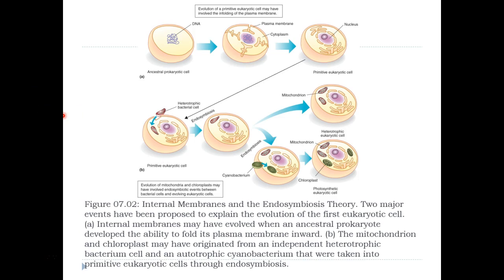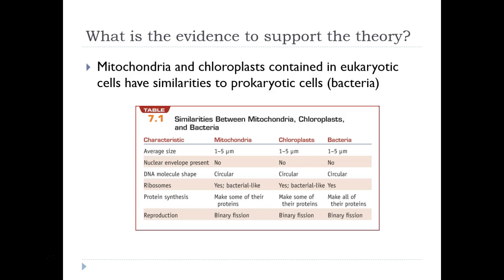The reason that this endosymbiotic theory is so accepted in the scientific community is that the evidence is thought to be the mitochondria and chloroplasts. Mitochondria and chloroplasts we know now as structures found in a eukaryotic cell, but they have a lot in common with bacteria. And so if you look at the chart here, you can see that as far as average size goes, mitochondria and chloroplasts are about the same size as a bacteria would be.